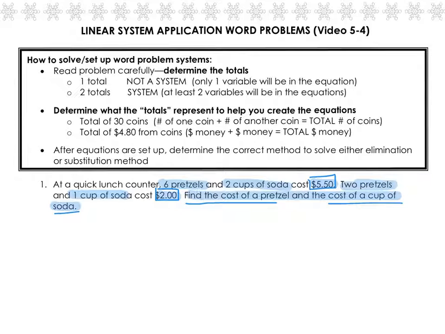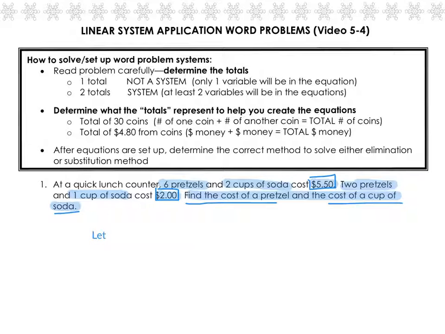And we need to find the cost of a pretzel and the cost of a cup of soda. So we know that we have 2 things we're looking for. They didn't give us either one, and we have 2 totals. So this definitely means this is going to be a system of equations. So let's start out with some let statements, which we should always use when we have more than one thing that we are looking to find.